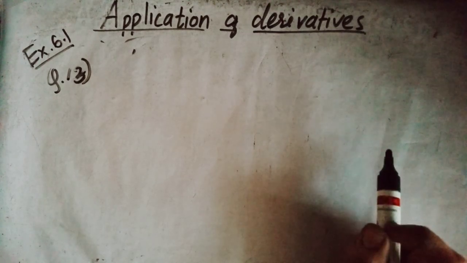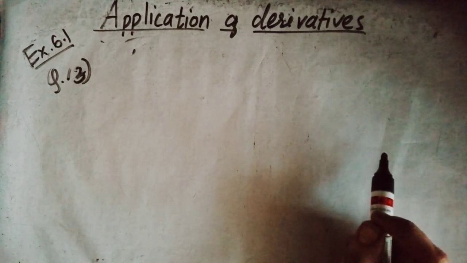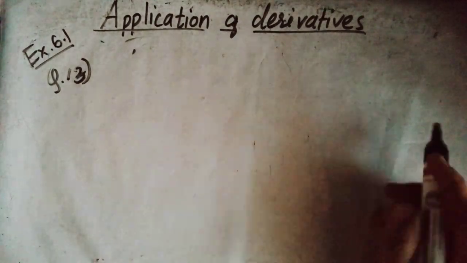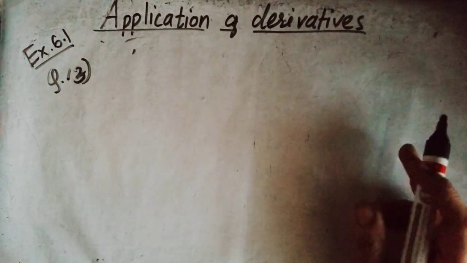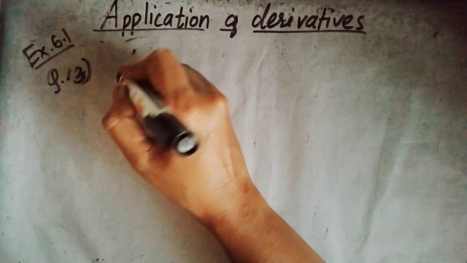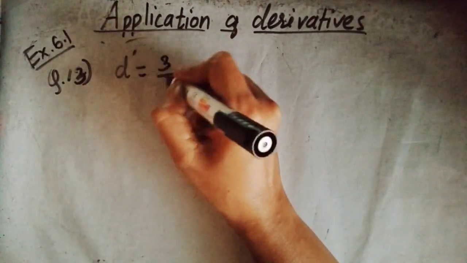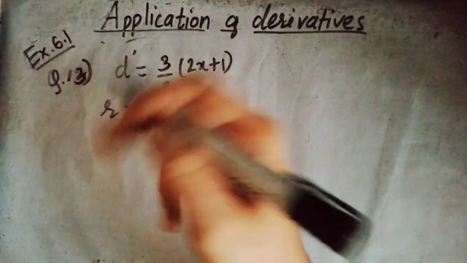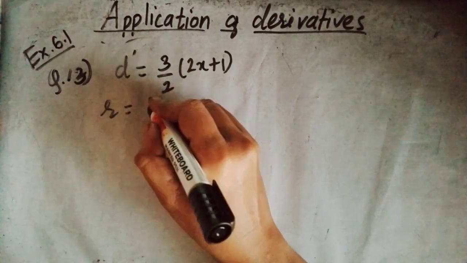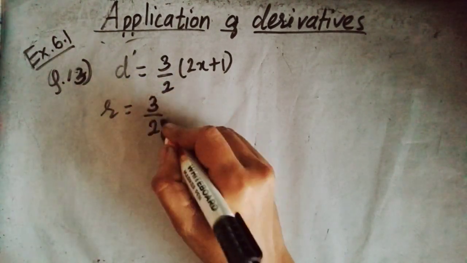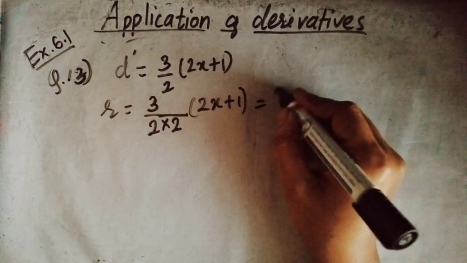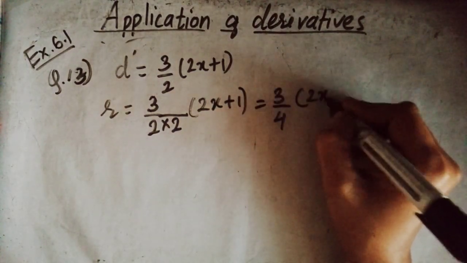Question number 13. A balloon which always remains spherical has a variable diameter 3/2 into 2x plus 1. Find the rate of change of its volume with respect to x. So a spherical balloon is given and it has a variable diameter. So diameter is 3/2 (2x plus 1). We need the radius, so you have to take half of the diameter. So 3/2 into 1/2, that is we are taking the half, right? So this is 3/4 (2x plus 1).